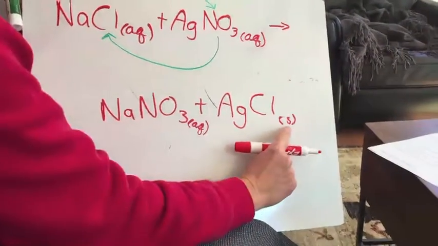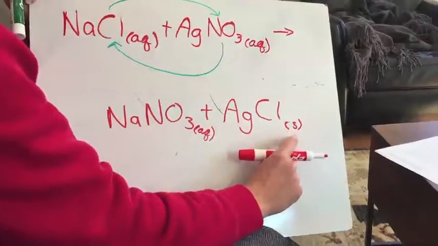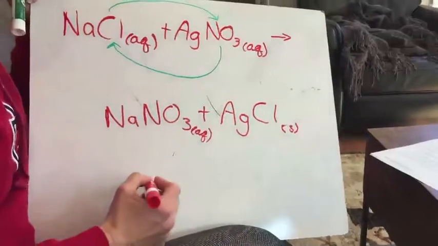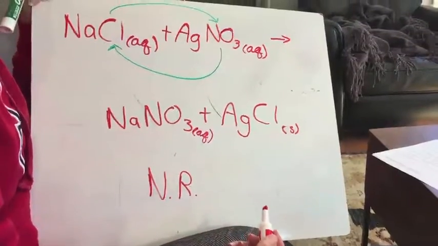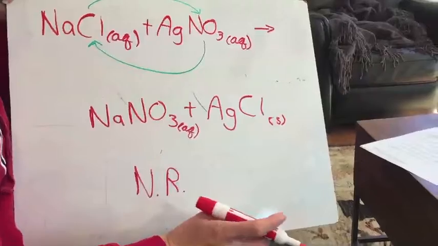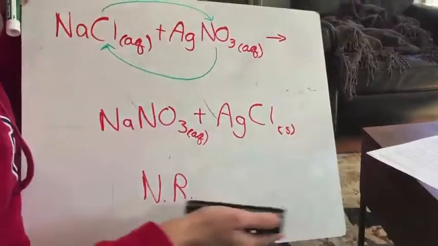Step 2 is figuring out which one of your compounds is going to be a solid, if any of them. And if none of them are solids, then we write NR. No reaction. Nothing happens. Nothing changes. You're still just going to have 2 aqueous solutions. Okay, so let's talk about how we write a net ionic equation.